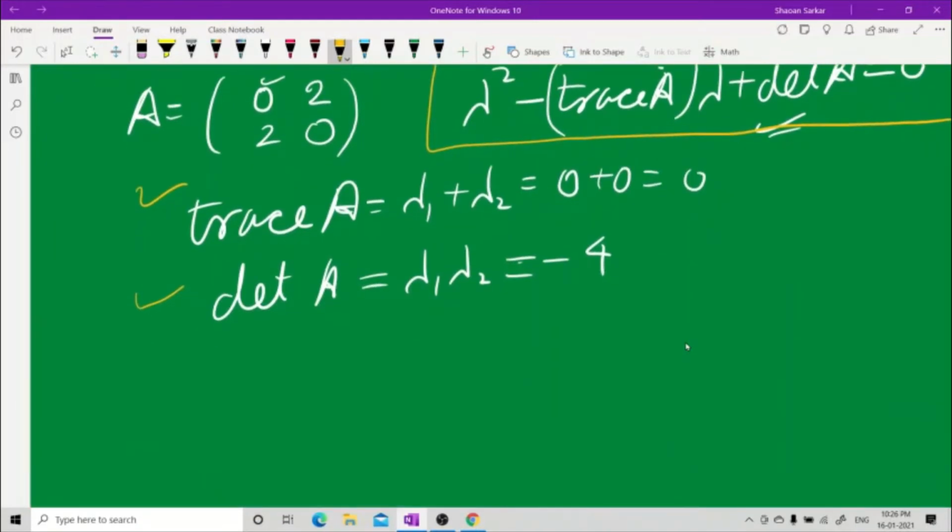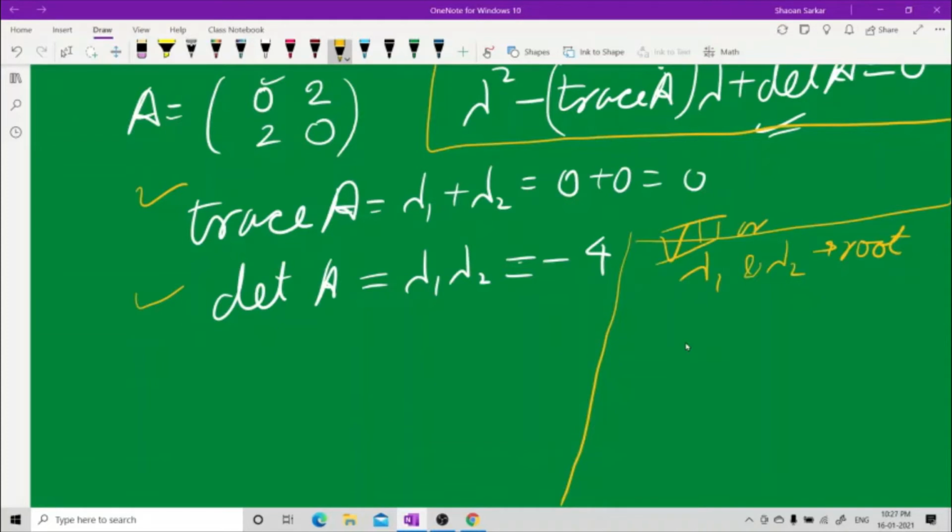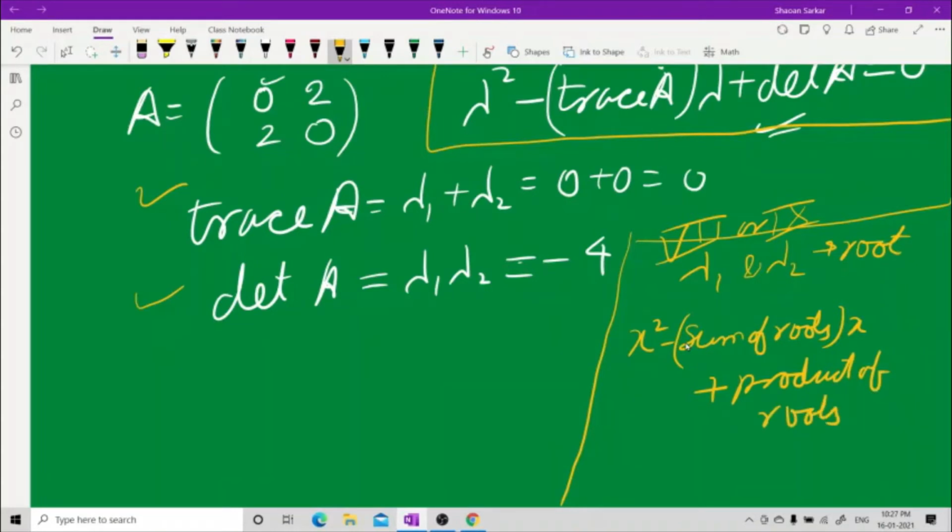Now see, if you look at this picture and if you have seen in your class 8th or ninth when you were doing equations, you have seen that suppose there are two roots of an equation, lambda 1 and lambda 2, I'm talking about roots now, then you used to write the equation as x square minus sum of roots into x plus product of roots. You may have done this in smaller classes like 8th and 9th.